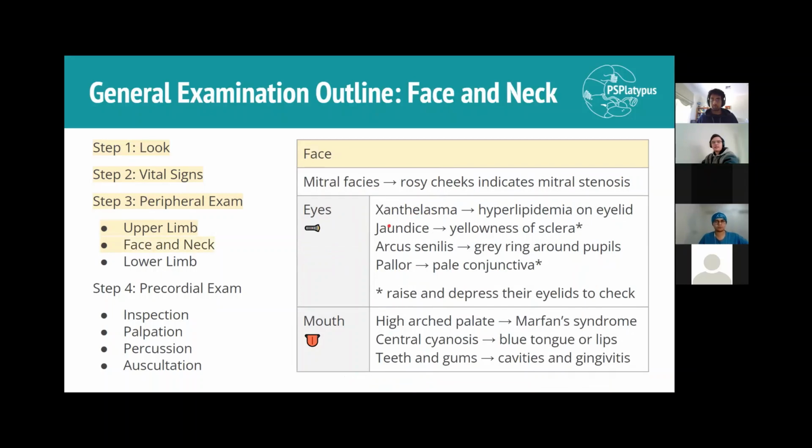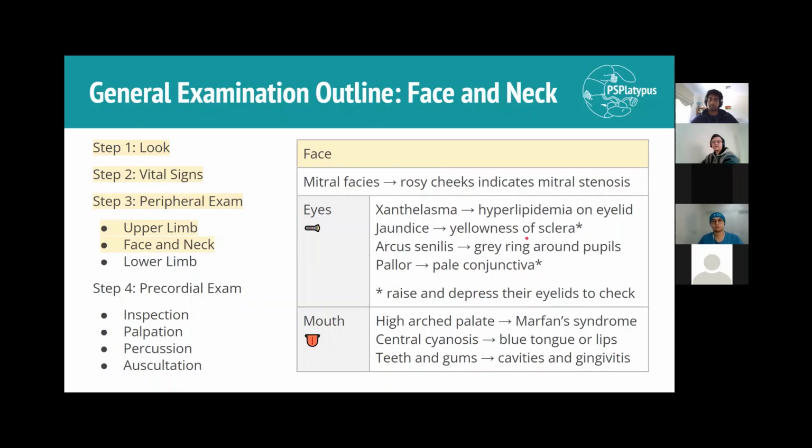In the face, again, break it down into the general face, the eyes, and then the mouth. If you're thinking about the general face, just have a look quickly at their cheeks. If it's kind of red, you might be considering a problem with mitral stenosis. And the reason why, again, could be backflow of blood going up to the face so that you get flushing. With the eyes, you're thinking about xanthelasma, kind of like xanthomata, but this time it's on the eyelid. So again, a sign of cholesterol or lipids building up.